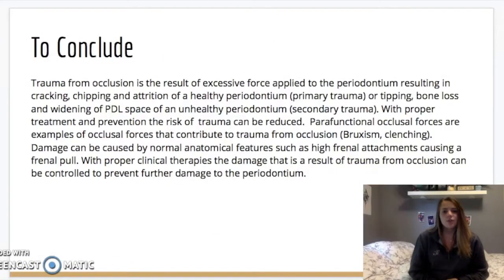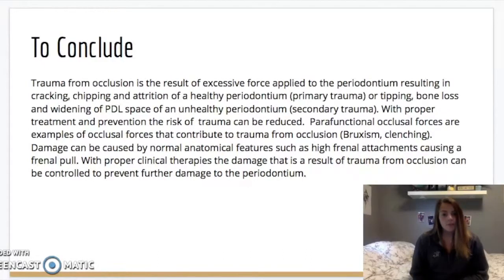So I was also to conclude our presentation, so I'm just going to go ahead and do that now. Trauma from occlusion is a result of an excessive force applied to the periodontium, resulting in cracking, tipping, and attrition of a healthy periodontium, and that is known as the primary trauma. Or it can be tipping and bone loss and widening of periodontal ligament spaces of an unhealthy periodontium, and that is known as the secondary trauma.